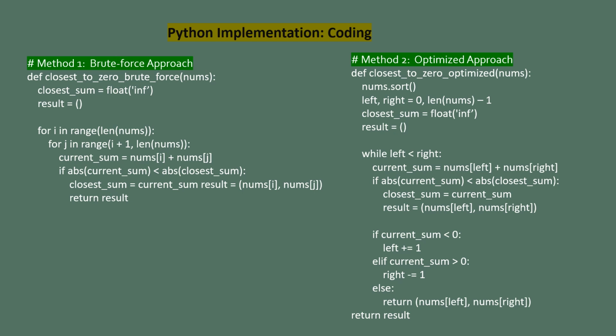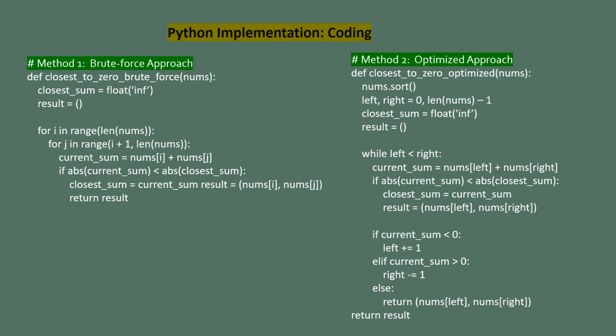Method 2. Optimized approach. Function 2, closest to 0, optimized. Sorting. Sort the input list of integers nums in ascending order using the sort method. Sorting the list allows us to efficiently perform the subsequent steps. Two pointers technique. Initialize two pointers, left and right, pointing to the beginning and end of the sorted list respectively. These pointers will be used to traverse the sorted list towards each other, allowing us to efficiently find the pair with the closest sum to 0.